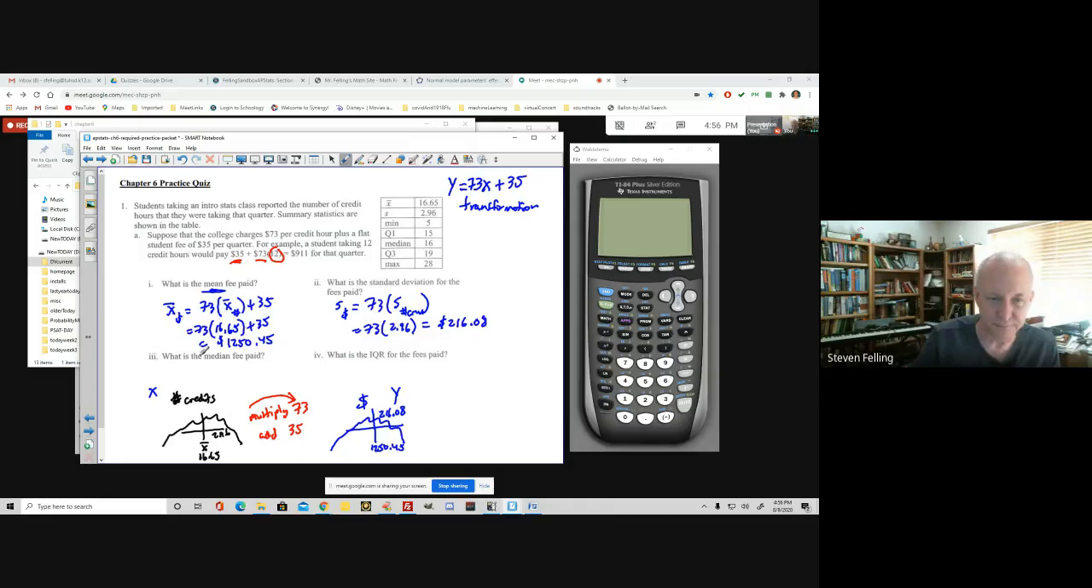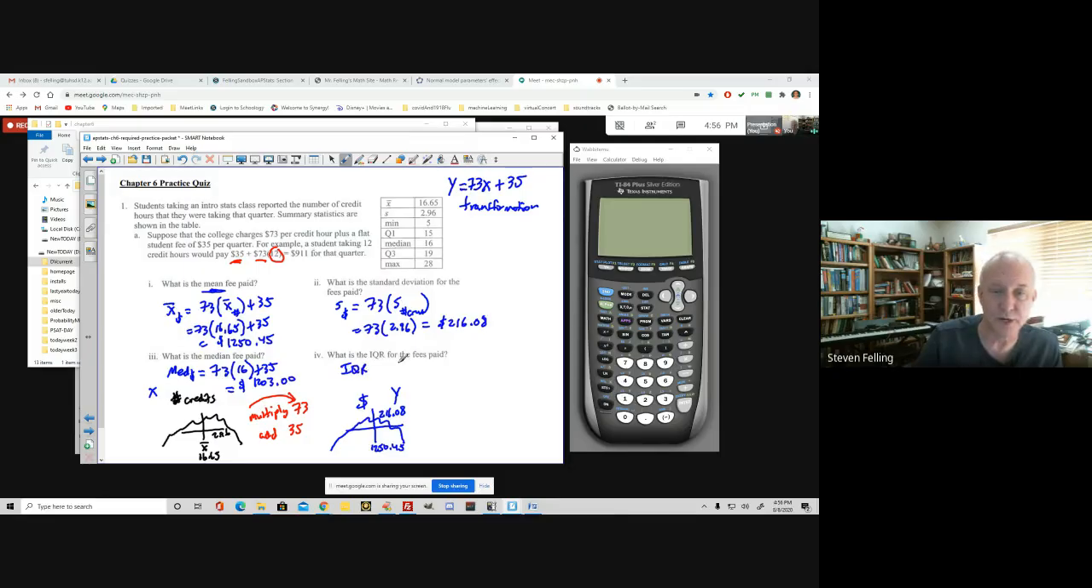And the median is also a measure of center, so it will be affected by everything. So the median of the dollars will be equal to 73 times the median of the credits, which is 16, plus the 35. So we should get a median cost of $1,203.00. And then the IQR is a measure of spread.